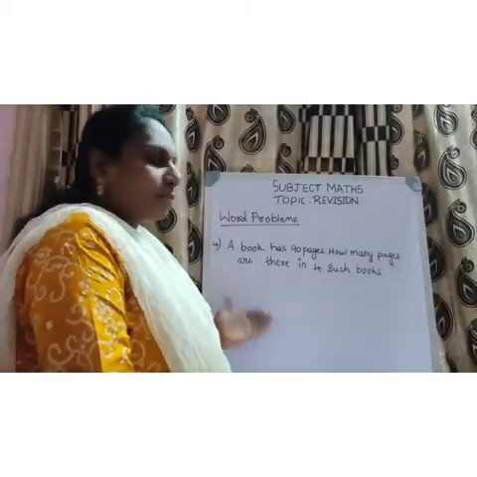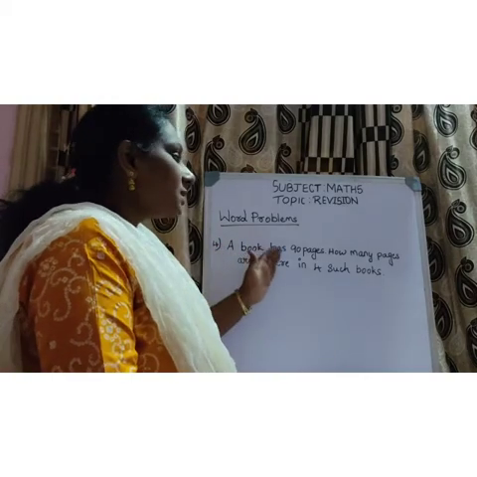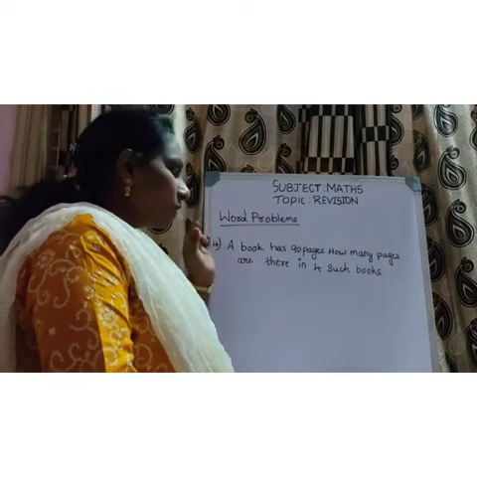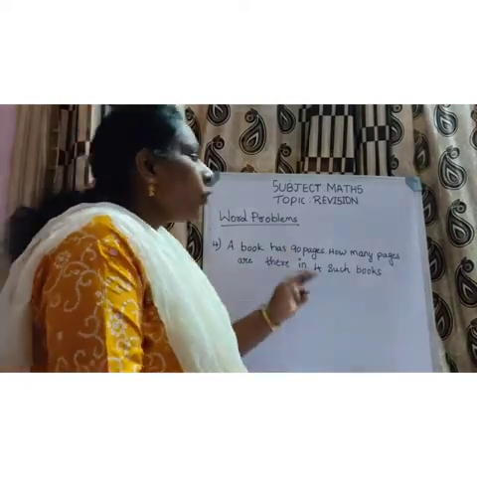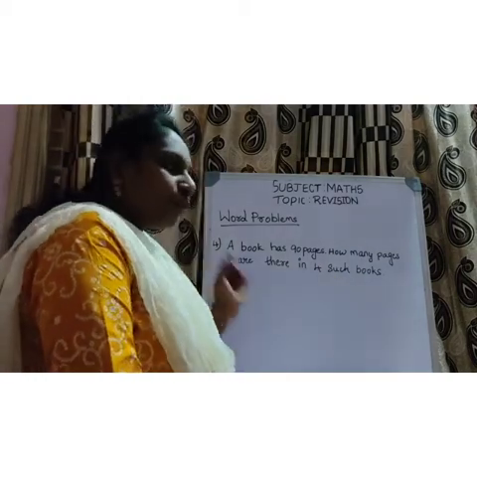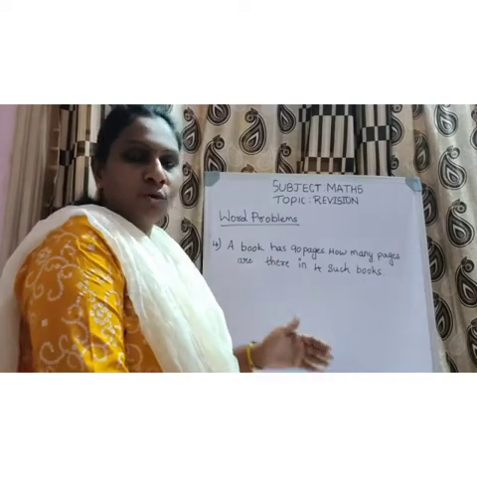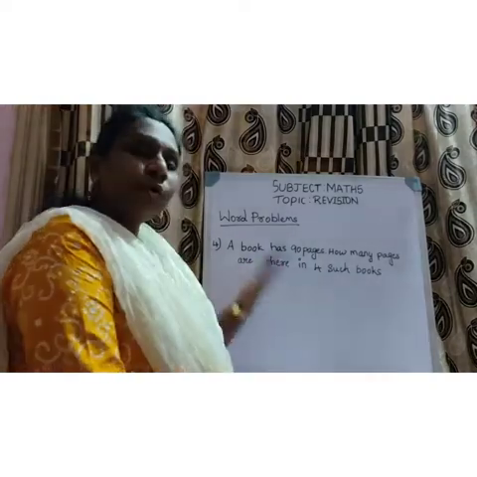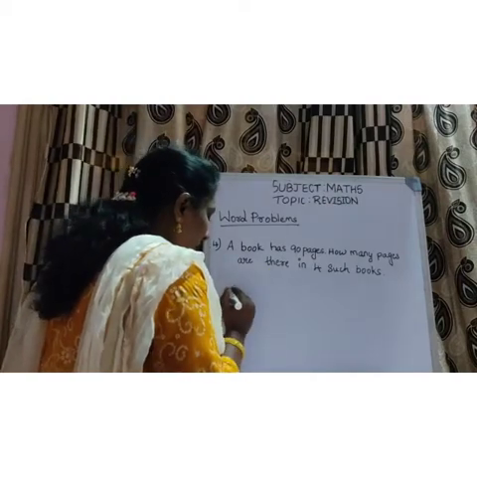Okay, this is the last word problem. The question is, a book has 90 pages. A single book has how many pages, children? 90 pages. How many pages are there in 4 such books? So in one book there are 90 pages and there are 4 such books. Totally how many pages are there, you have to find. Okay, so first write the statement.